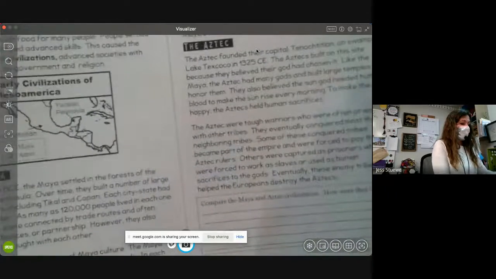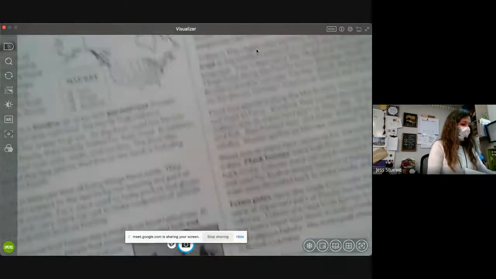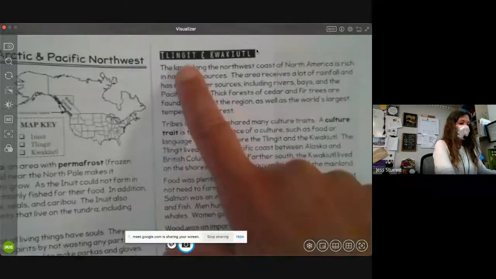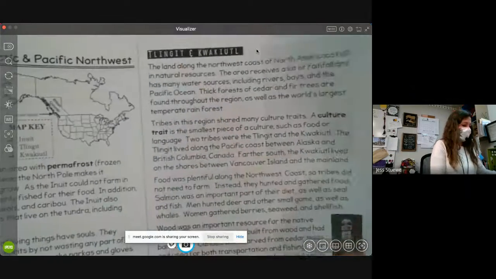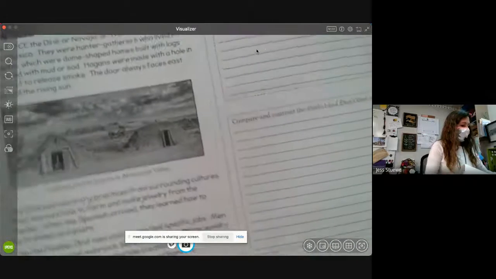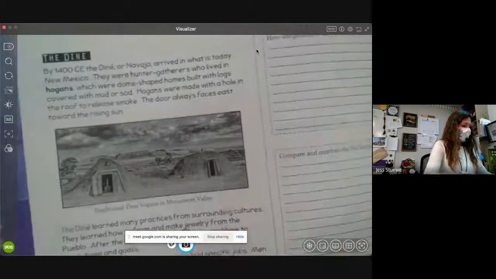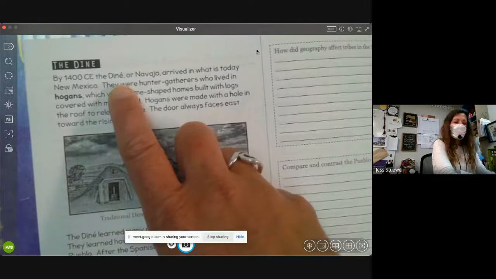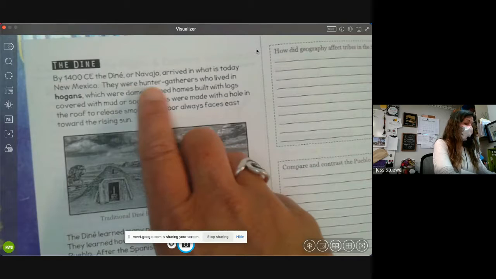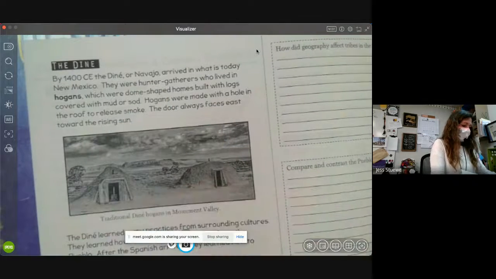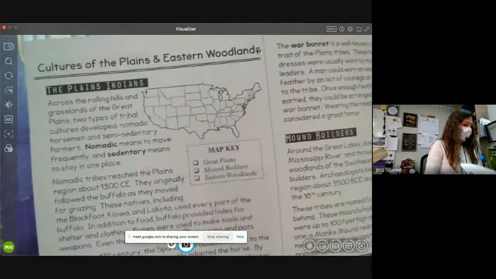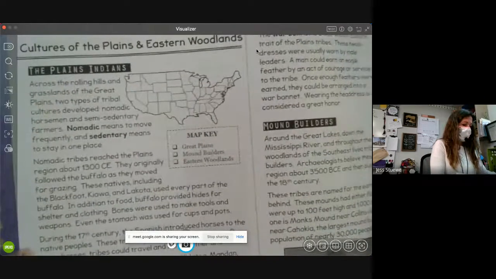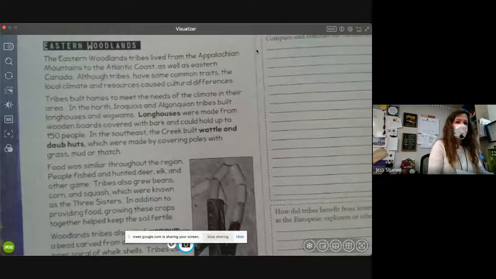Aztec, Inuit, the Tlingit. Can you guys say Tlingit? Yeah, that's a hard one to say. Tlingit. The Dine, or Dine, I'm not sure how to pronounce it correctly, but it's Dine or Navajo. Okay, what else is in the packet here? We got Plains Indians and Mound Builders in this packet, and Eastern Woodlands people.